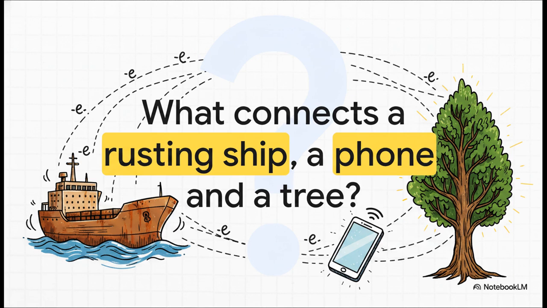So take a second and think about this. What do a massive rusting ship sitting in the ocean, the smartphone in your pocket, and a giant oak tree growing outside actually have in common? On the surface, absolutely nothing, right? But if we zoom into the microscopic level, they are all intimately connected by a single, incredibly simple transaction. They're all driven by the continuous swapping of electrons.